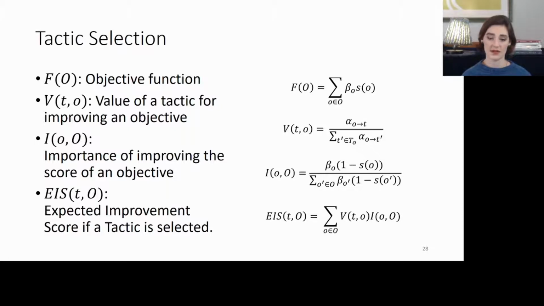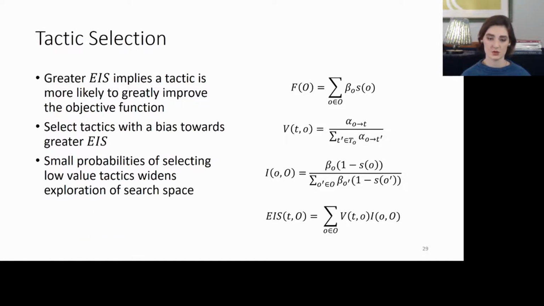We combine these values to create an expected improvement score, or an EIS score, for any particular tactic over the whole set of objectives. This is simply the sum for every objective of the value of the tactic times the importance of the objective. Conceptually, a greater EIS score implies a tactic is more likely to greatly improve the objective function. We select tactics with a bias towards those that have greater EIS scores, but leave some small probability of selecting a low-value tactic, which widens our search space.